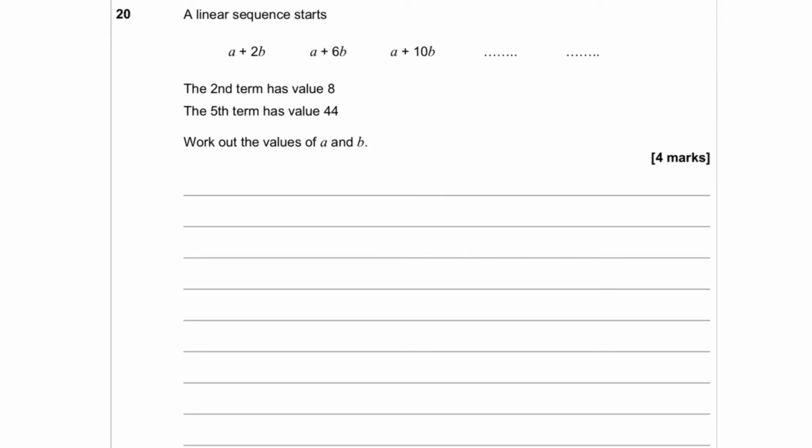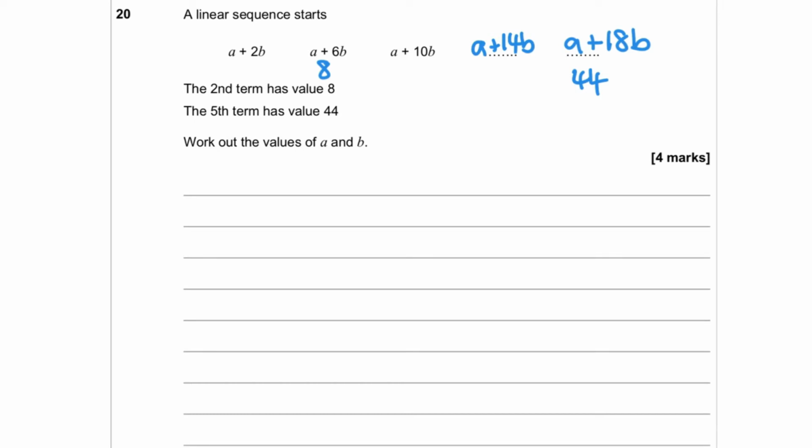So let's start with what we know. We know that the second term has a value of 8, and the fifth term has a value of 44. But we don't know what this fifth term is yet, so let's start with there. The sequence, we're adding 4b each time. So the fourth term is going to be a plus 14b. The fifth term is going to be a plus 18b.